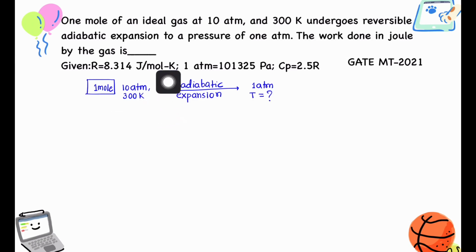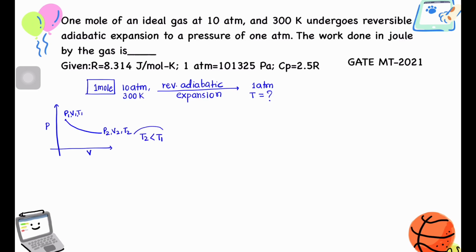But we know very well that if you see the P versus V graph for the adiabatic reversible expansion, suppose this is the P1, this is the V1, this is the T1. Suppose this is P2, T2, then T2 is less than T1. It means the final temperature is less than the initial temperature. Okay. So we have to calculate first the T final.